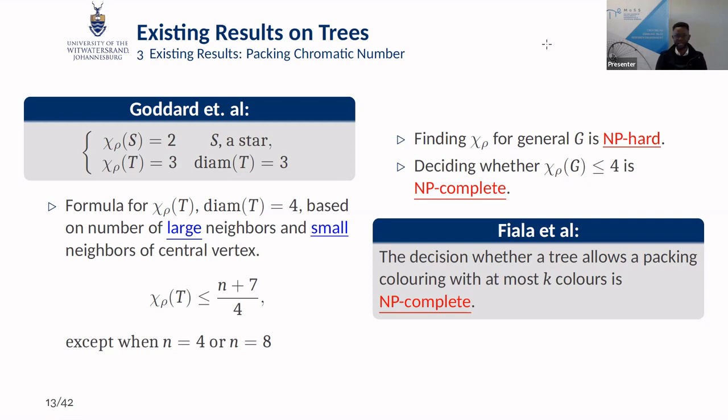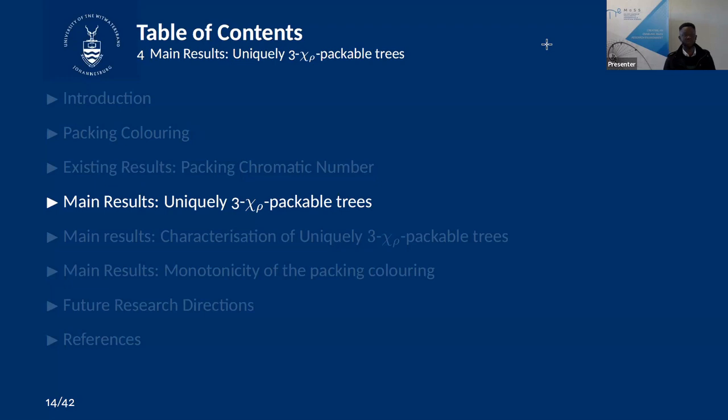When we talk about neighbors here, we're talking about, if you see a vertex, the ones adjacent to it, we call them the neighbors. So you look at how many neighbors are attached to these ones. Based on that, they established the packing chromatic number, except when n is 4 or 8. Also, finding the packing chromatic number of a general graph has been proved to be NP-hard. And deciding whether it is at most 4 is also an NP-complete problem. In fact, Fiala et al. also mentioned that deciding whether a tree allows a packing coloring with at most k colors is NP-complete. So that's why we restrict ourselves to trees.